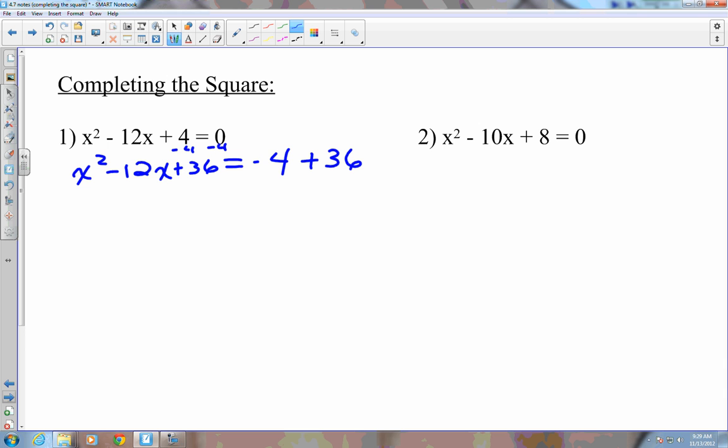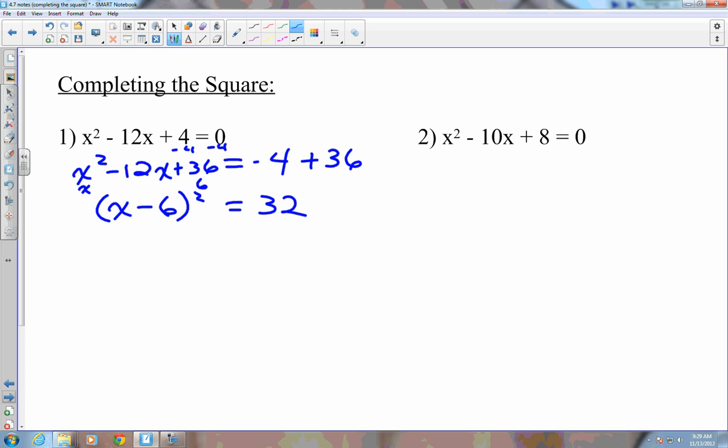Now, it's kind of like magic. You've got x minus 6, because if I take half of 36, I get 6, or the square root of 36, I get 6. And 6 times x times 2 is negative 12. So it is a perfect square. Equals negative 4 plus 36 is 32.